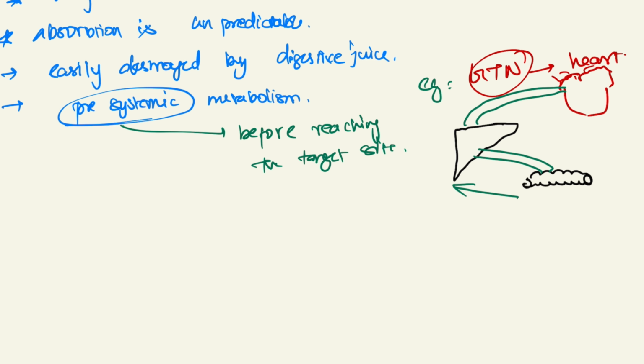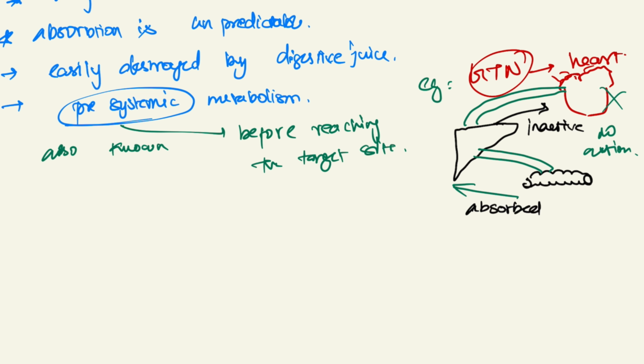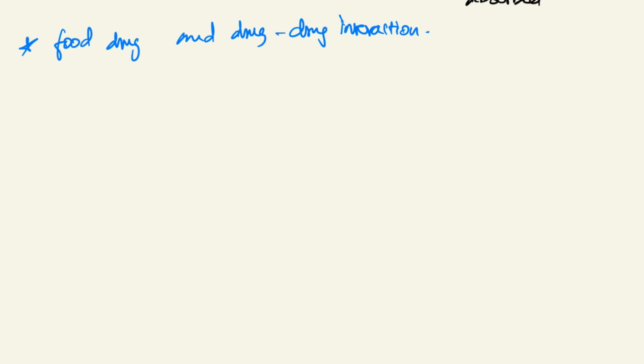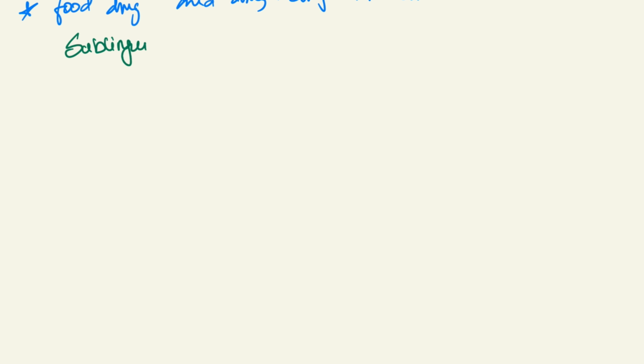That is pre-systemic. System is heart. Before reaching the heart, it is metabolized, so it is known as pre-systemic metabolism. That is how the drug gets inactive and does not perform its specified action. Understood? Then food-drug and drug-drug interaction. Many foods and drugs should be avoided before taking a certain drug by the oral route.